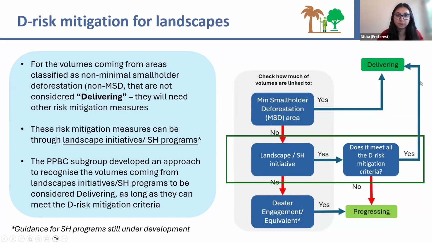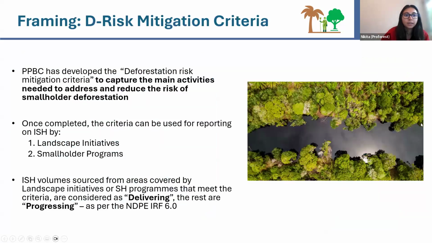I will give a bit more context about these criteria in the next slide. But essentially, just to introduce what the deforestation risk mitigation criteria and approach are: the PPBC subgroup developed this approach to recognize the volumes that are coming from landscape initiatives or smallholder programs as delivering. Next slide, please.